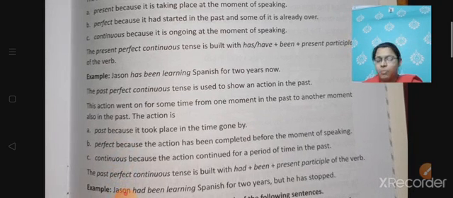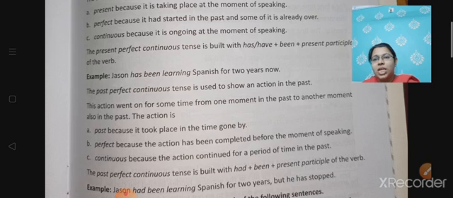Now let's see what is past perfect continuous tense. The past perfect continuous tense is used to show an action in the past. Okay, this action went on for some time from one moment in the past to another moment also in the past. So, when do we use past perfect continuous tense? To show some action which happened in past. Okay, वो action दिखाने के लिए हम use करते हैं past perfect continuous tense. और ये एक्शन कब स्टार्ट हुई थी?